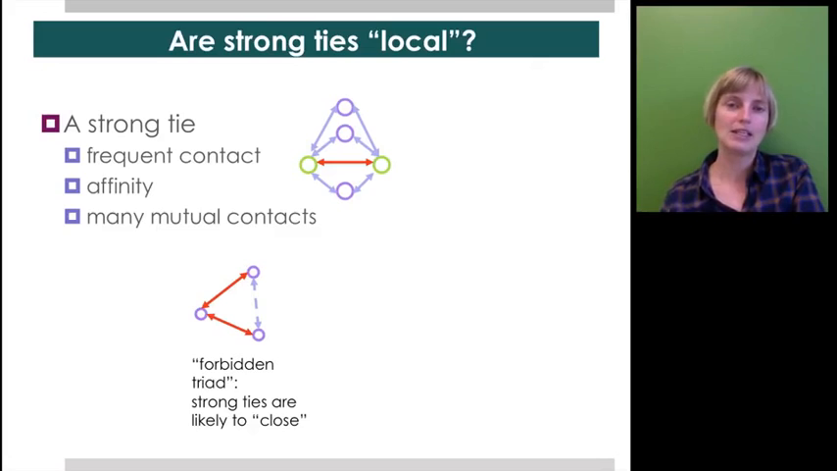Let's look at this from the perspective of an individual tie. What does it mean for that tie to be part of one or more closed triads?